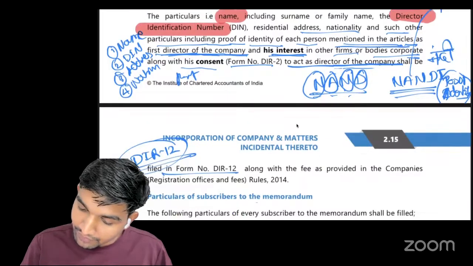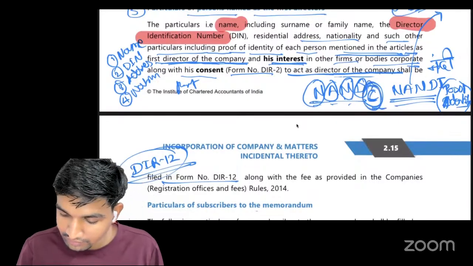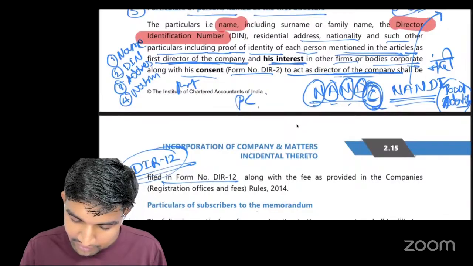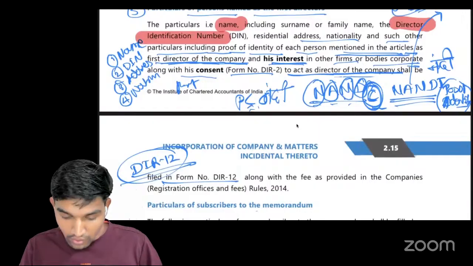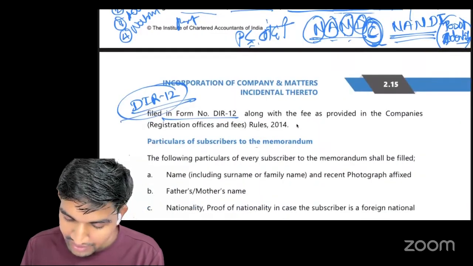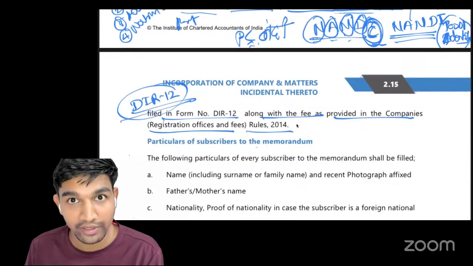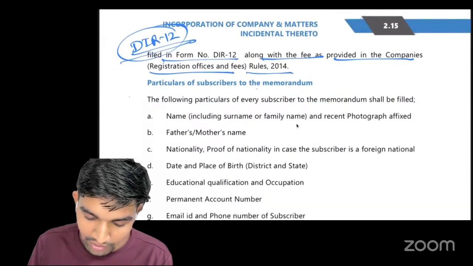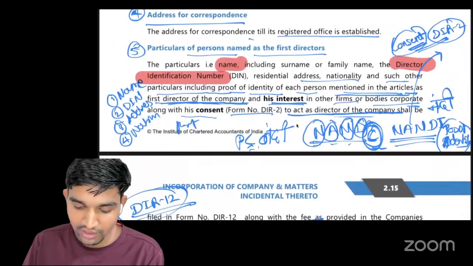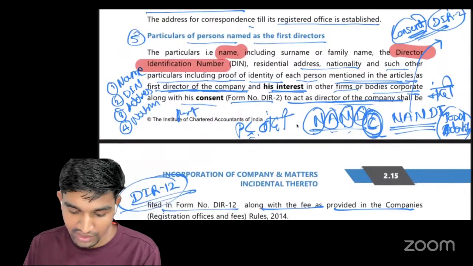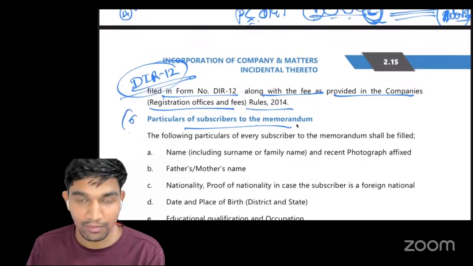Okay, so we'll see Nandi, proof of identity and consent. Now, along with the fees as provided in the Companies (Registration Offices and Fees) Rules 2014. Now, particulars of the subscriber to the memorandum. Once we have given the particulars of the person and name as first director, then we have to give the particulars of subscribers to the memorandum.